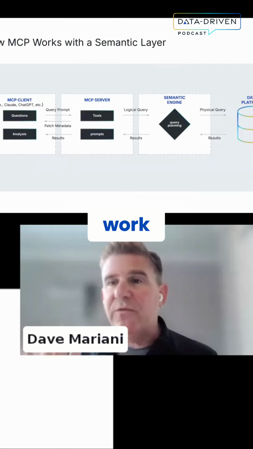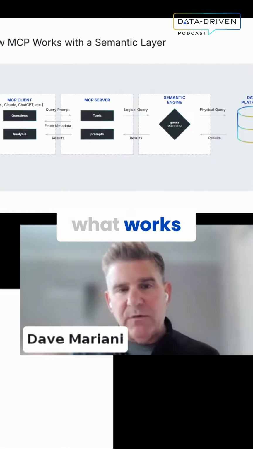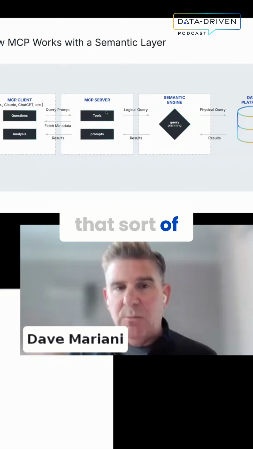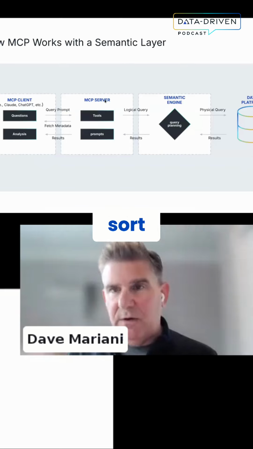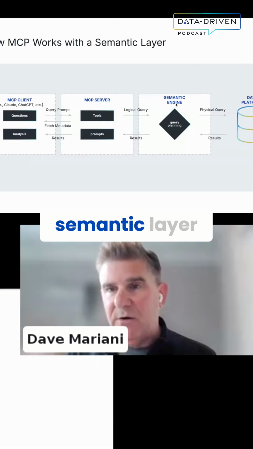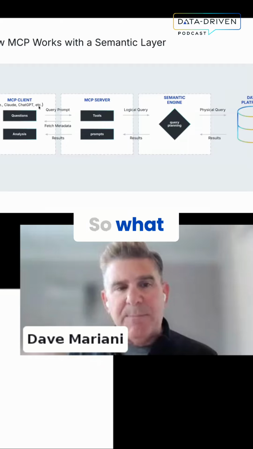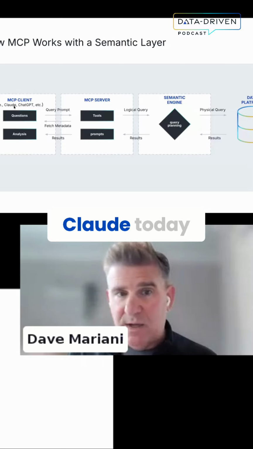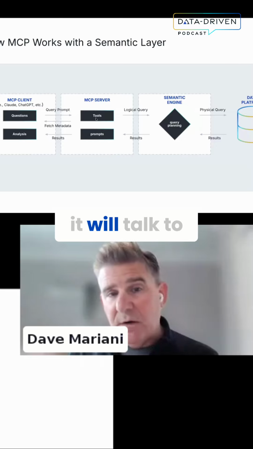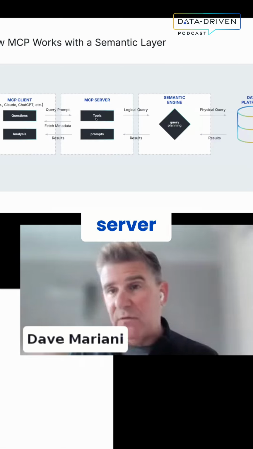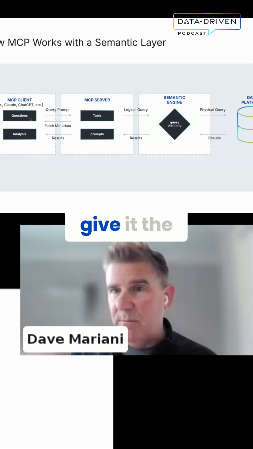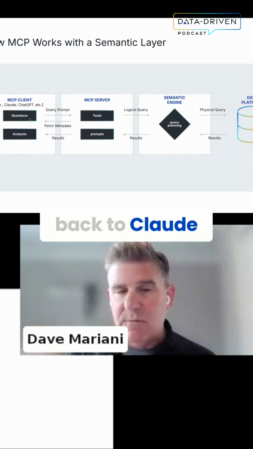So how does it work with the semantic layer? Well, the way it works with a semantic layer is that the MCP server is that sort of go-between, that sort of interface for the semantic layer platform. So what happens is that your MCP client, and I'm going to be using Anthropic Claude today, will talk to the MCP server and say, hey, show me what I can do. It will give the metadata back to Claude.